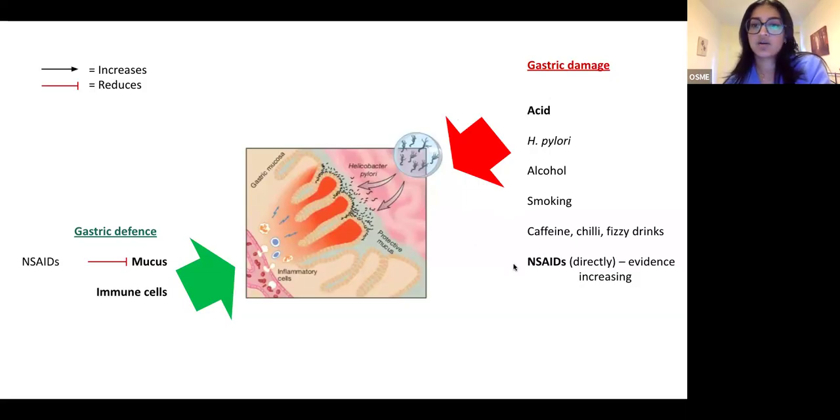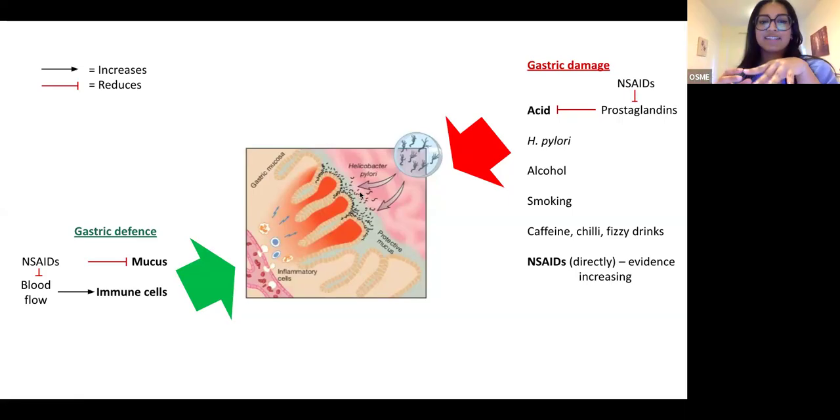And NSAIDs are especially bad for the stomach because they inhibit the production of the gastric mucus, and that is why, when prescribing NSAIDs, you have to prescribe omeprazole or lansoprazole or some kind of PPI alongside the NSAID, as this reduces the secretion of the stomach acid and helps balance the damage to the gastric mucosa with reduced stomach acid, which should be a protective factor.